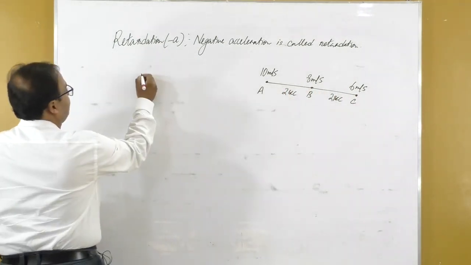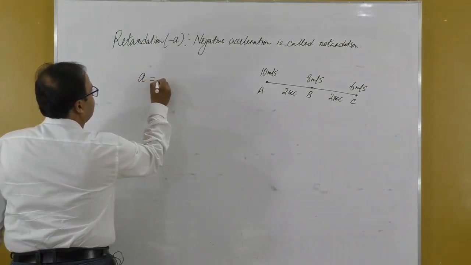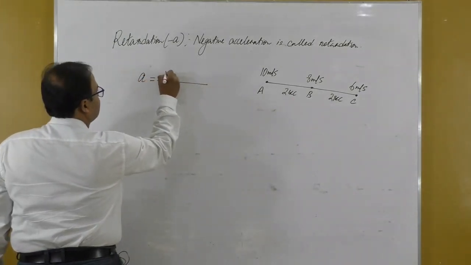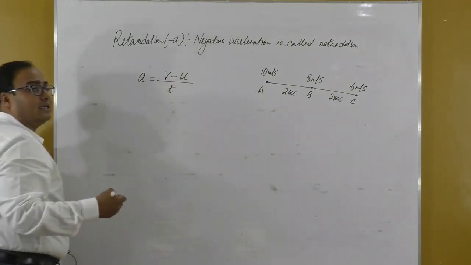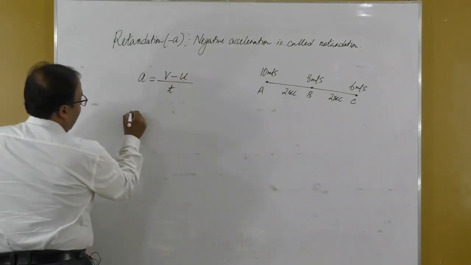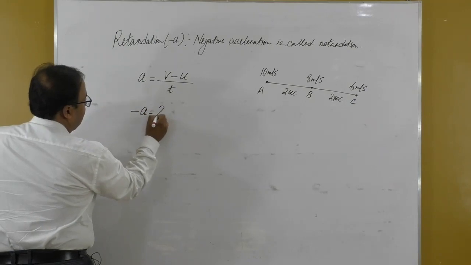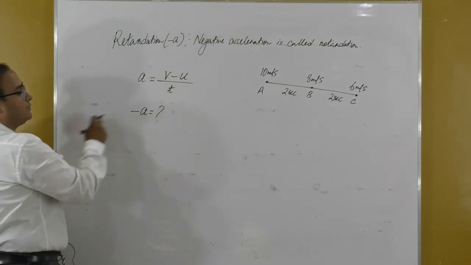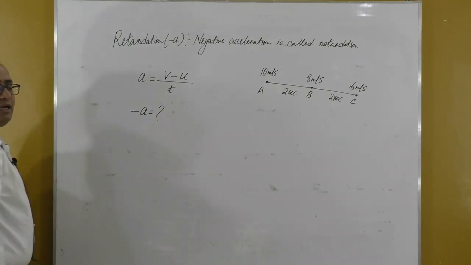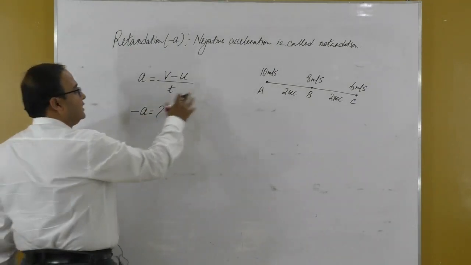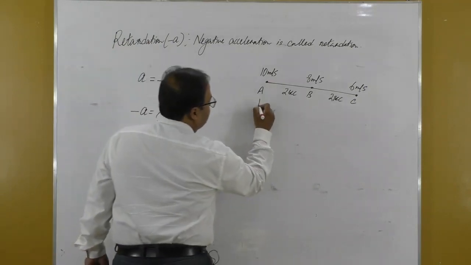The formula to calculate acceleration and the retardation, formula is the same. The formula is v minus u by t. But while doing calculation, finally you will have to find out minus a. Minus a will represent what? Retardation. To calculate retardation, you will have to find out minus a. I can explain with this example here for motion from A to B.